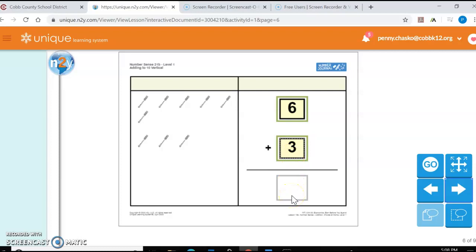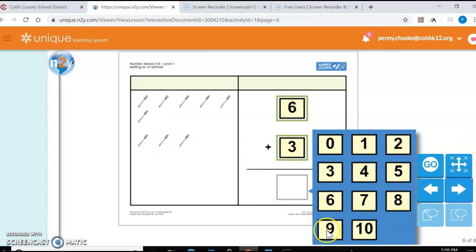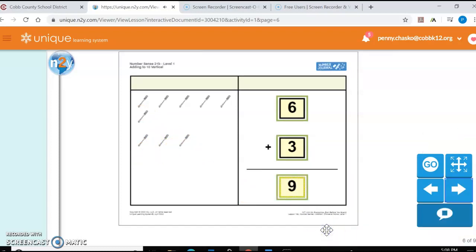Now I'm going to count all of them to find out how many I have all together. 1, 2, 3, 4, 5, 6, 7, 8, 9. There we go. Okay, so some and some more. 6 plus 3 equals 9.